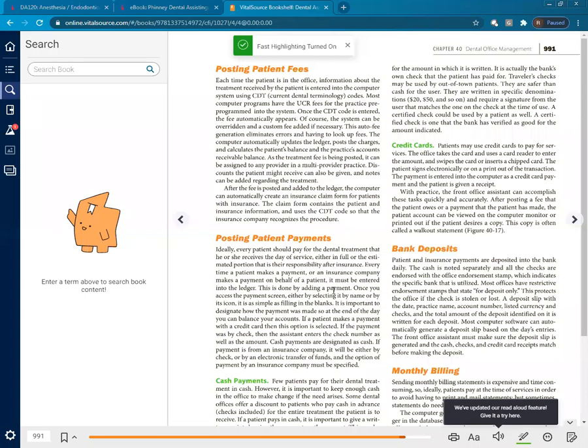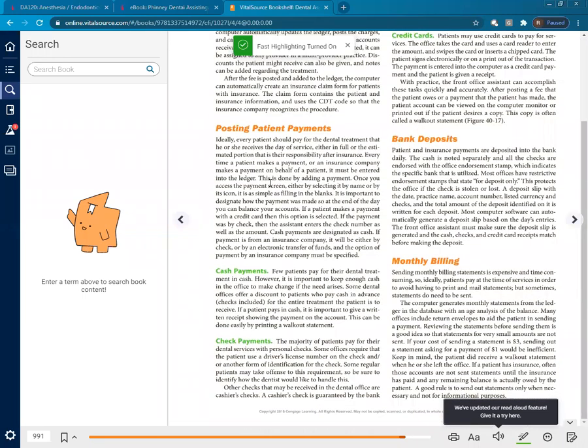So let's read on that just a little bit. Every time a patient makes a payment, or an insurance company makes a payment on behalf of the patient, it must be entered into the ledger. This is done by adding a payment. Once you access the payment screen, either by selecting the name or its icon, you fill in the blanks. Designate how it was made so you can balance your accounts. This is important for when you're putting a deposit into the bank as well.